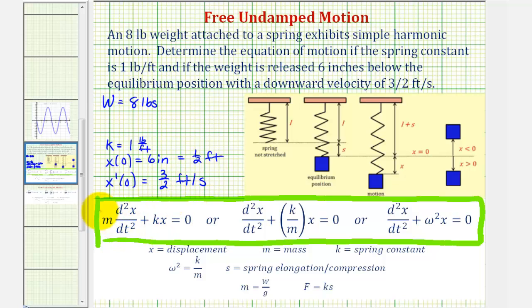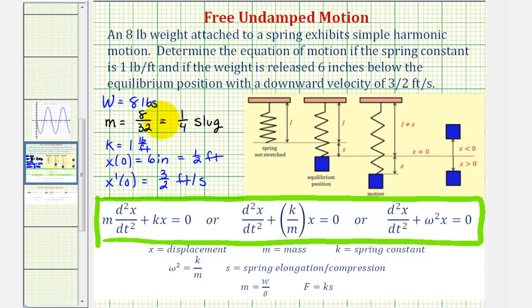Now notice, to set this up, we have to find the mass. Since we have the weight, we can use the formula mass equals weight divided by g, the acceleration due to gravity. So in this case, the mass m would be equal to 8 pounds divided by 32 feet per second squared, or just 32. So this is simplified to 1/4. The units here would be 1/4 of a slug.